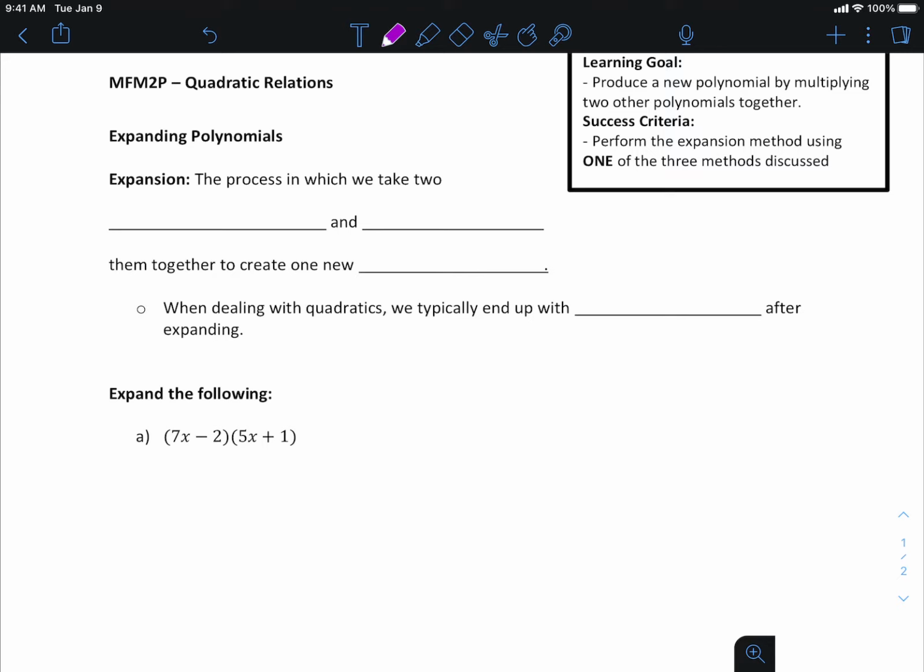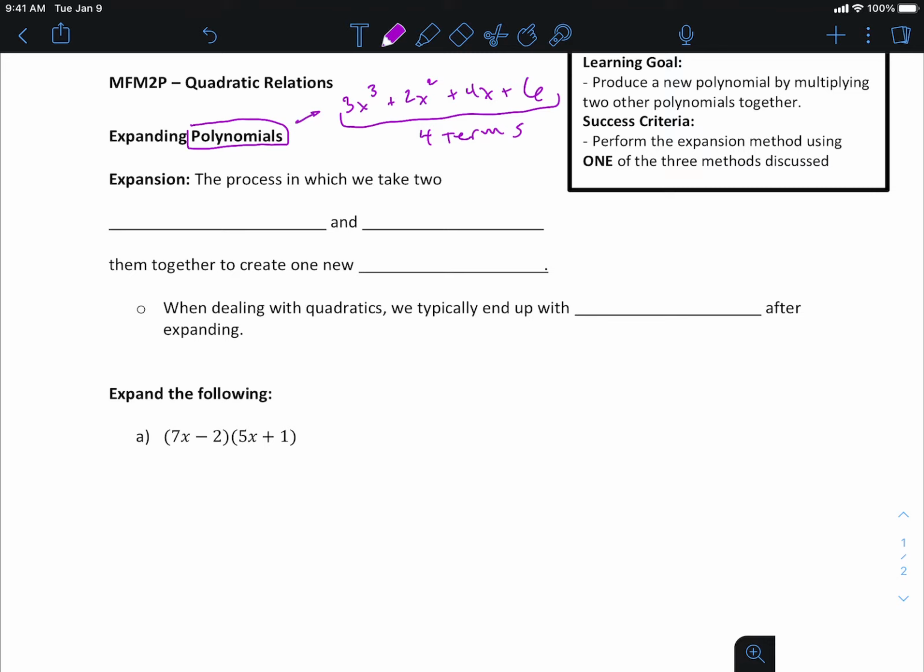Okay, this is kind of a new word: polynomial. You've probably seen it in grade 9. I used it in grade 9 when I taught it. All it means is we have some collection of terms. So we could have something like 3x cubed plus 2x squared plus 4x plus 6. This would be a polynomial with 4 terms.